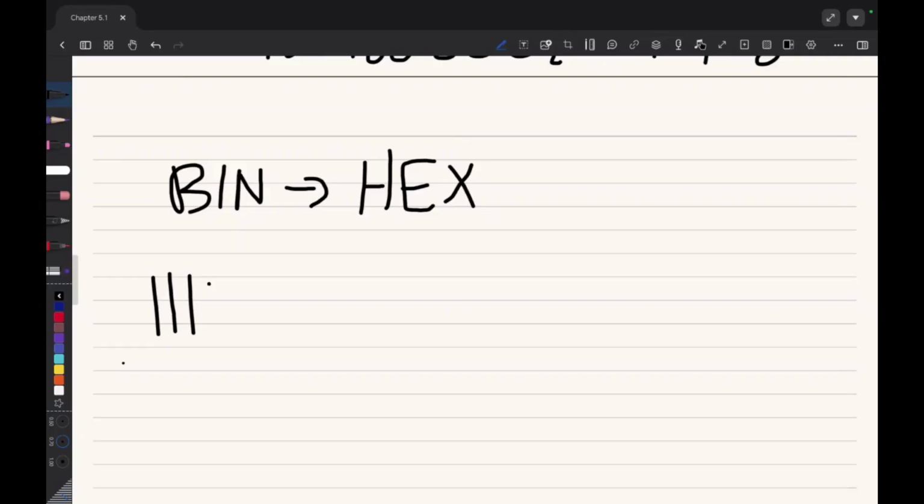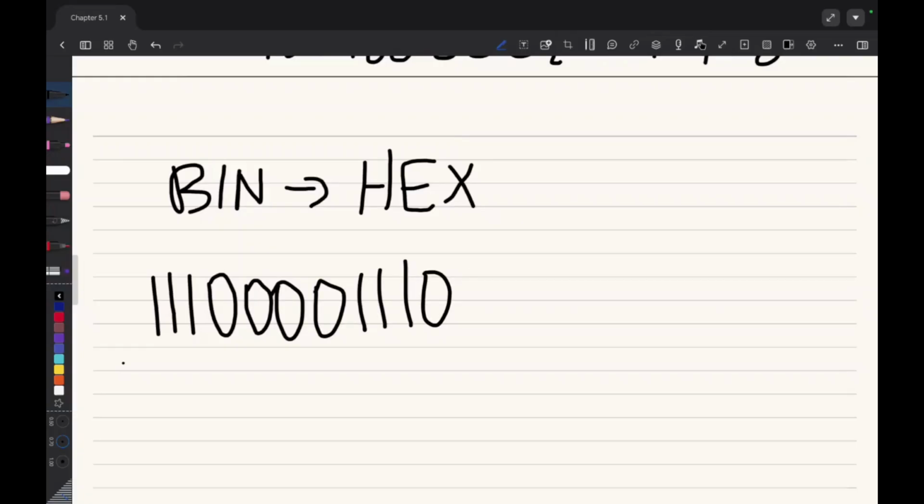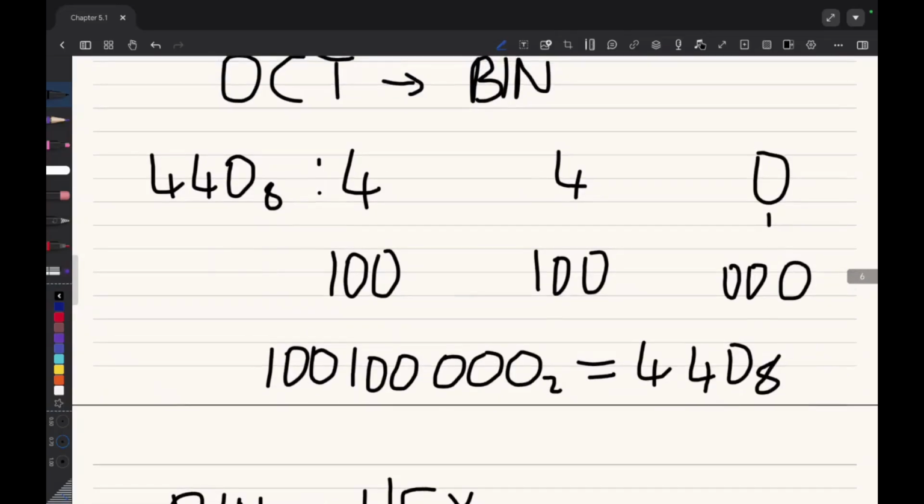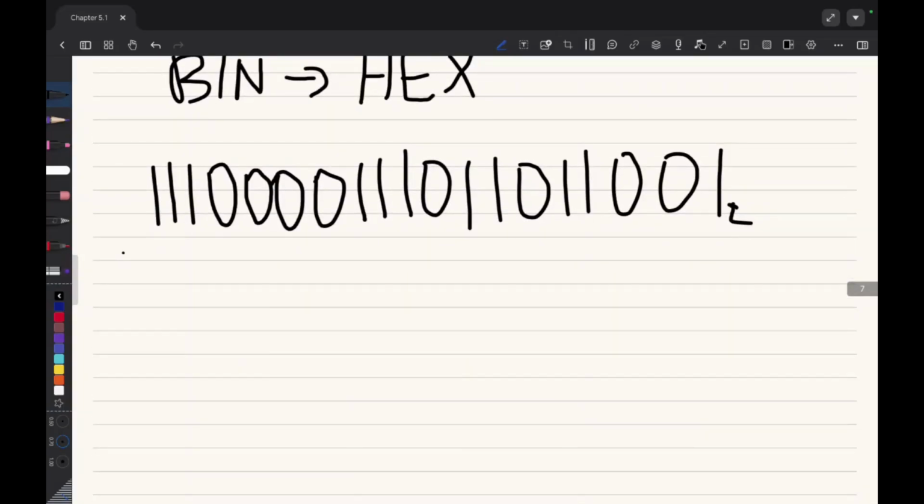Okay, now let's convert the following number: 1110000111011011001, base 2. Did I write the base here? Oh yeah, I did write the base. Okay, now let's convert this number to hexadecimal.